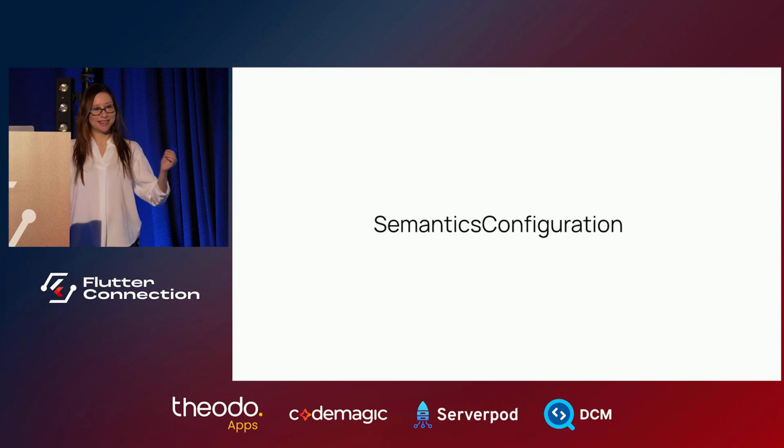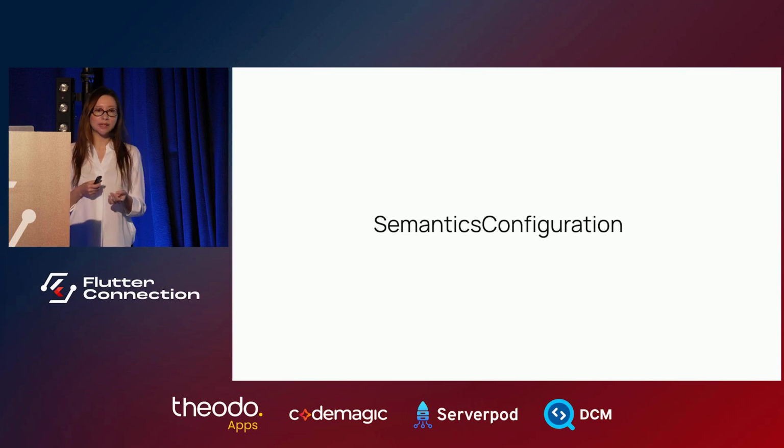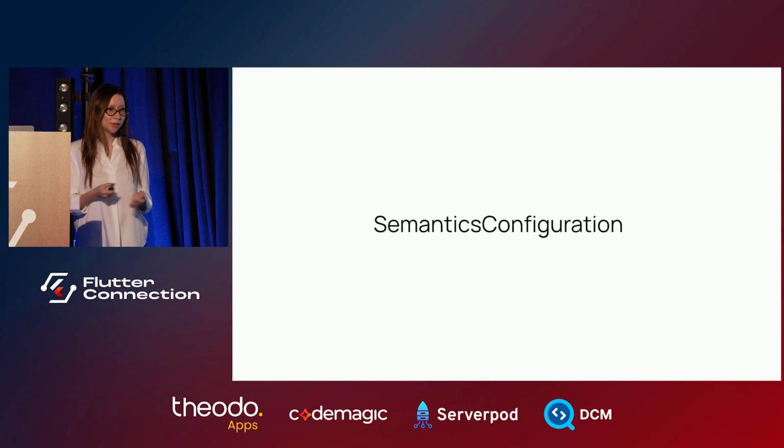So now let's get a little bit deeper into all of that. I have talked about the render tree, and each widget has a render object for layout and painting. But this render object also has semantics information in the semantics configuration, and this basically acts a little bit like a resume for accessibility.